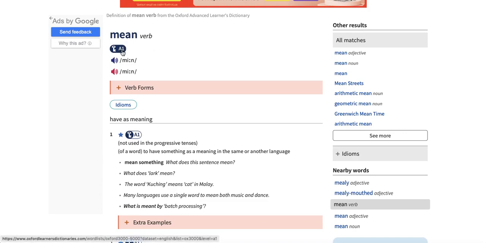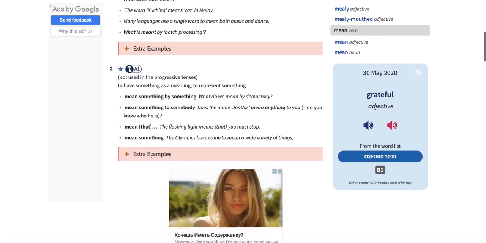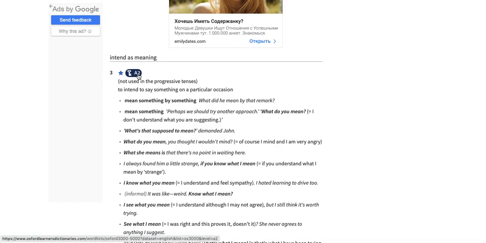So here you can find A1 level of the word mean. For example, in the sentence, what does lark mean? Then moving on, you can find A2 level. So in this case, it has a little bit different meaning. For example, I know what you mean, or what do you mean? So a slightly different meaning here.